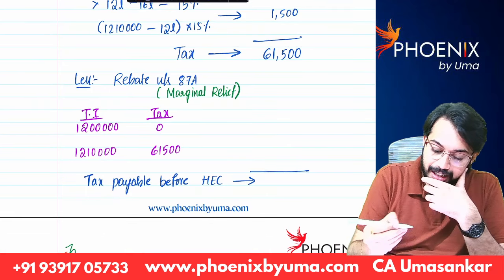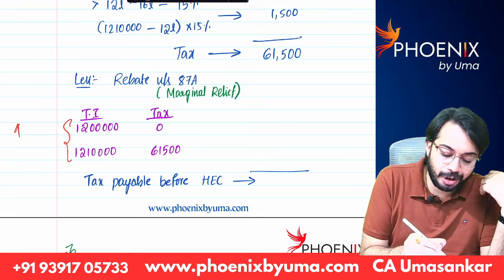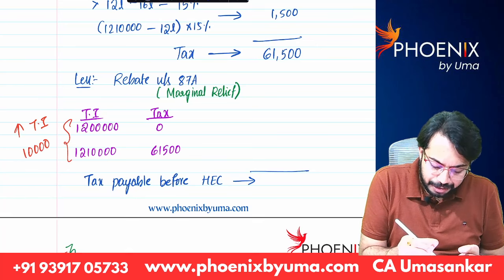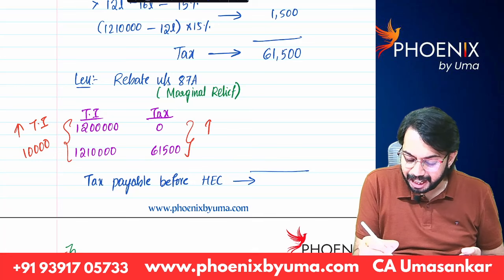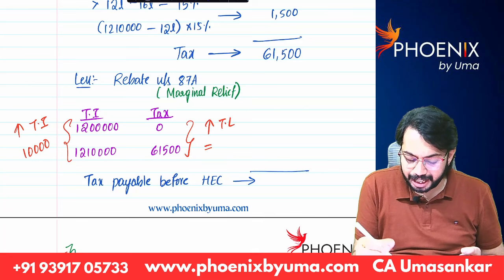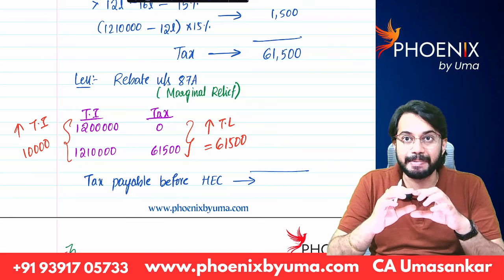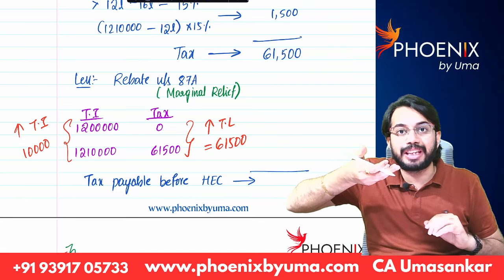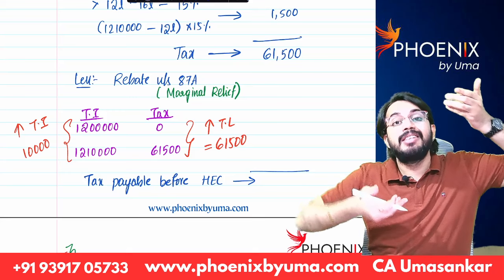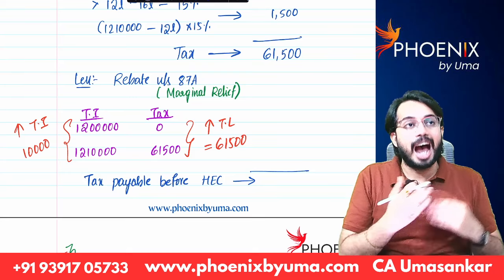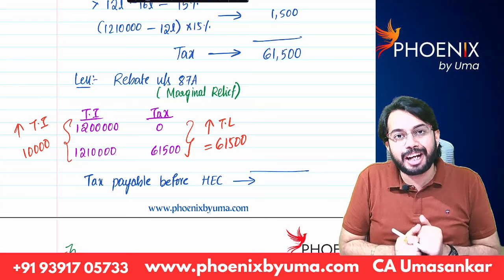61,500. Sir, how much is the increase in total income in the two cases? The increase in total income is 10,000. How much is the increase in tax liability? The increase in tax liability is 61,500. That means my income increased by 10,000 and my tax increased by 61,500. Sir, for a 10,000 increase in income, am I required to pay 61,500 tax?